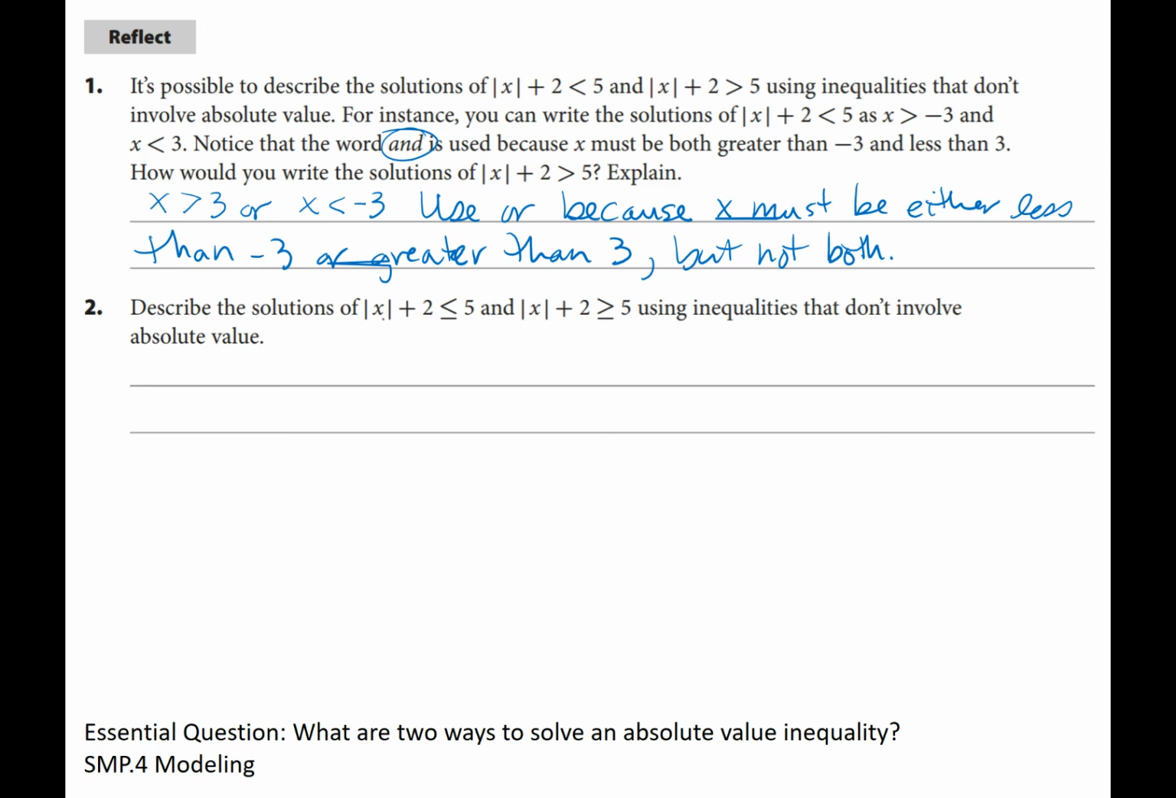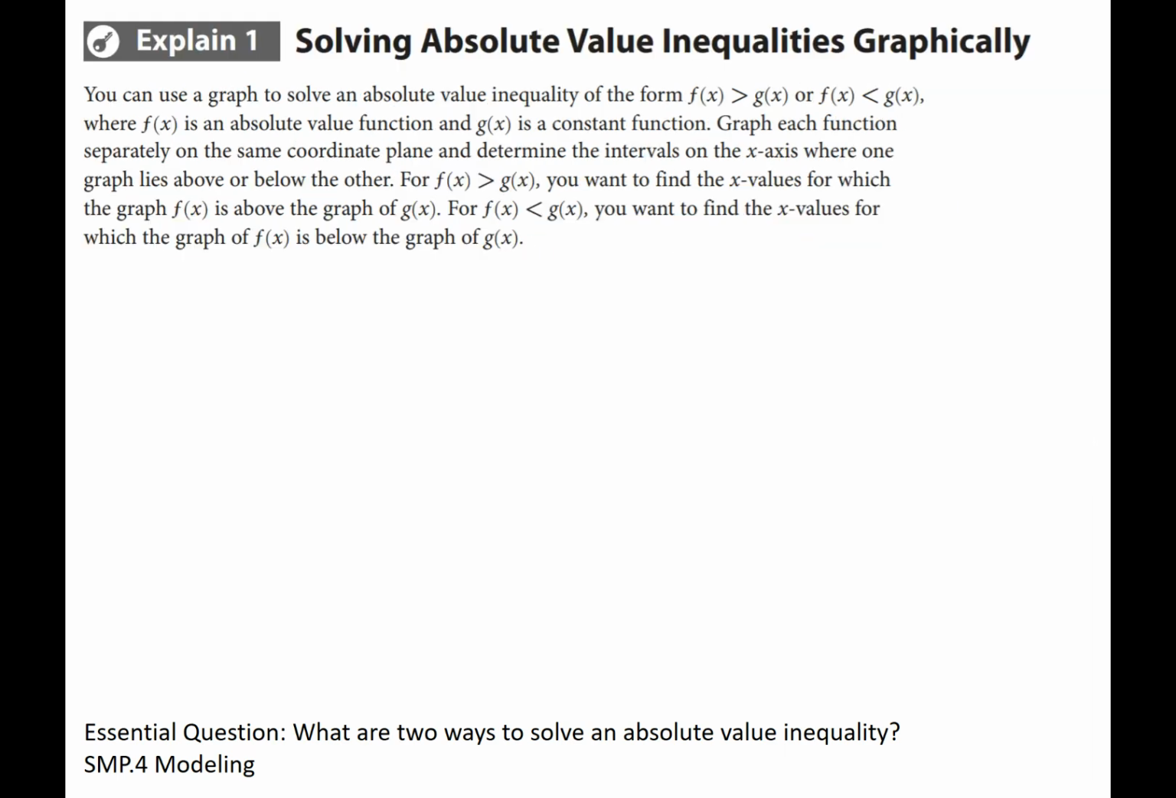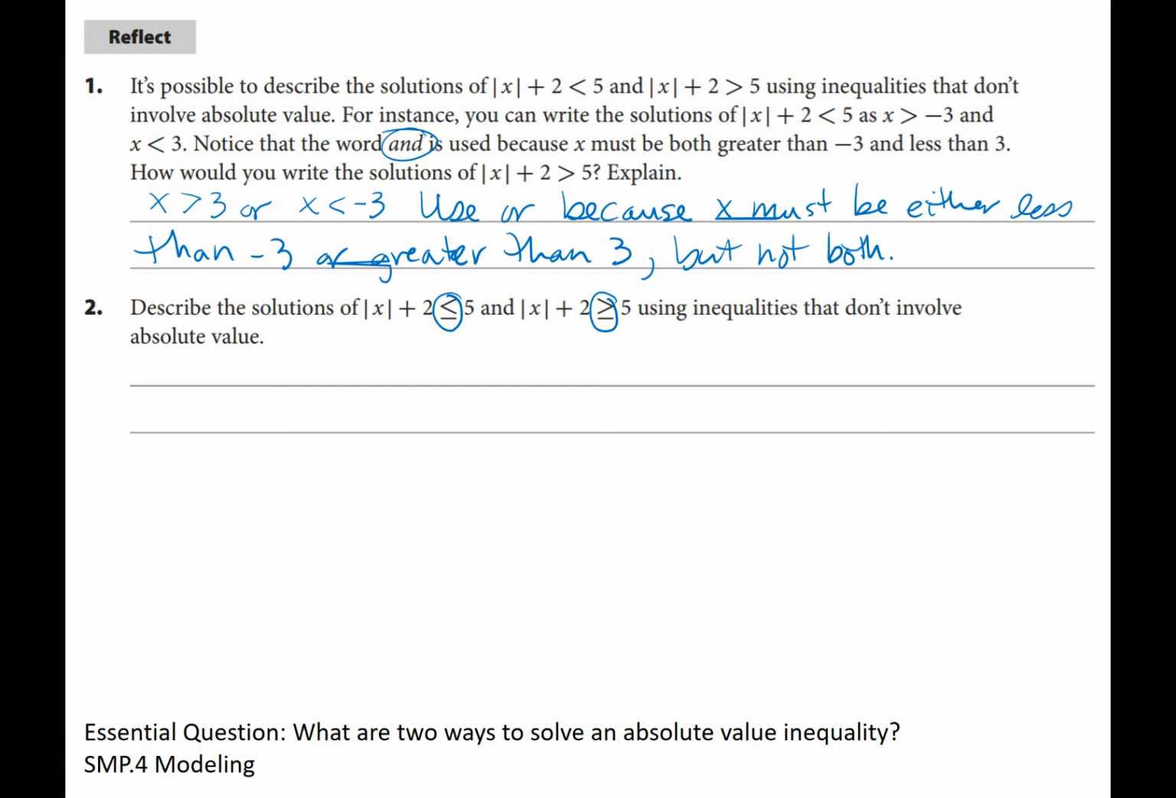Describe the solutions of absolute value of x less than or equal to 3 and absolute value of x greater than or equal to 3 using inequalities that don't involve absolute value. So really what's going on here is it's the exact same solutions, but we have an equal to sign in there. So for the first one, we would say x is less than or equal to 3 and x is greater than or equal to -3. And for the other one, we would say x is greater than or equal to 3 or x is less than or equal to -3.